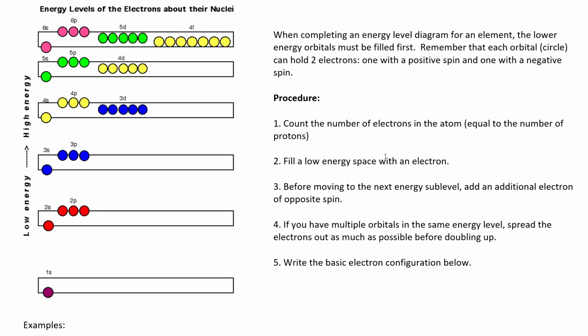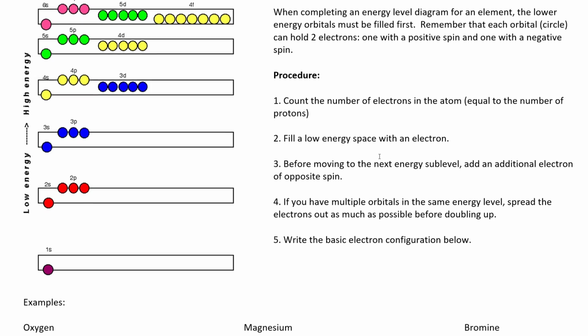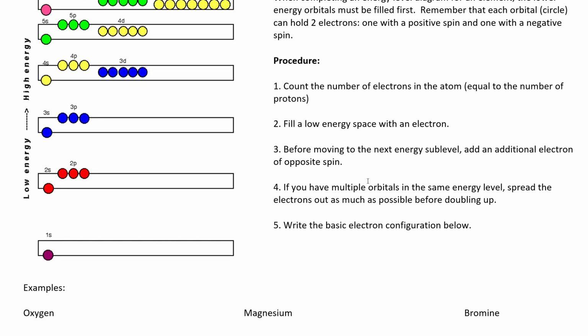So here's the procedure. You count the number of electrons in an atom, equal to the number of protons. You fill the low energy space with an electron, and before moving up to the next energy sublevel, you add an additional electron of opposite spin. If you have multiple orbitals in the same energy level, spread the electrons out as much as possible before doubling up, and you write the basic electron configuration below.